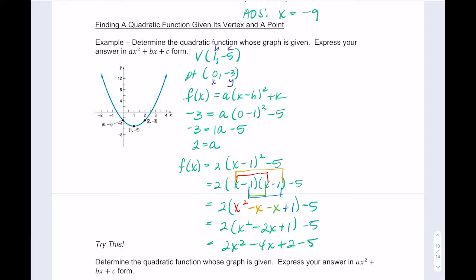So my final answer is going to be, and I'll put it under, my final answer is going to be f of x equals 2x squared minus 4x minus 3.